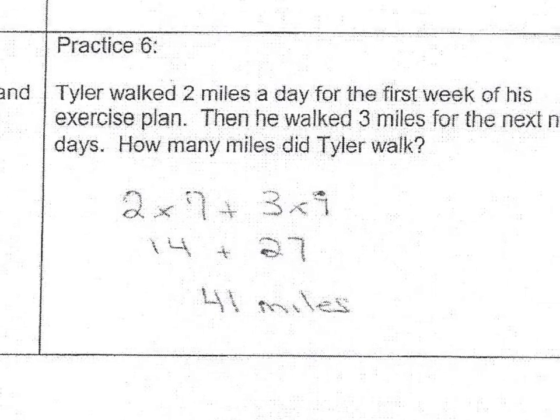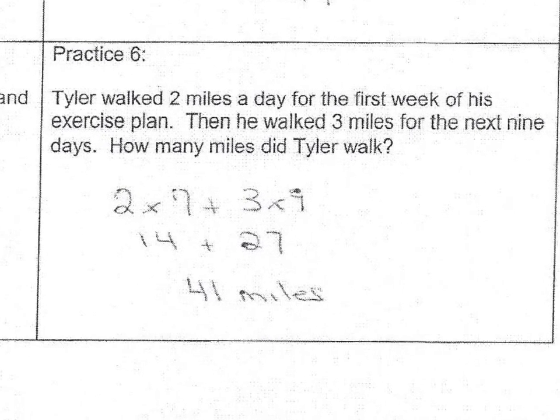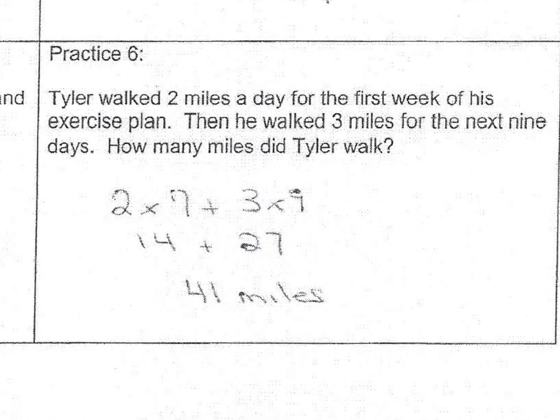For practice problem number 6, Tyler walked 2 miles a day for the first week of his exercise plan. Then he walked 3 miles for the next 9 days. How many miles did Tyler walk? You have 2 times 7 plus 3 times 9, and the answer is 41 miles.